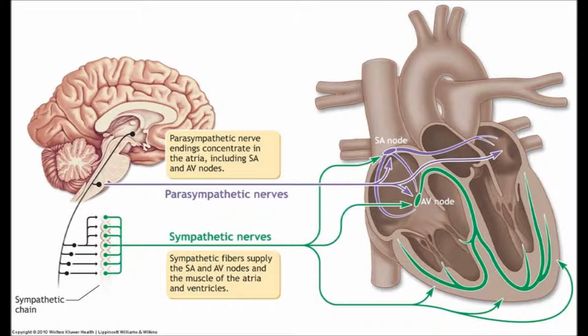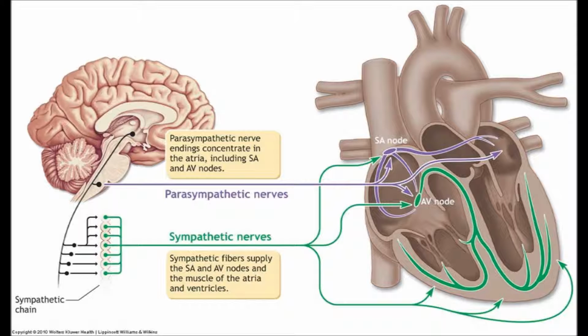At the sinoatrial and atrioventricular nodes, the parasympathetic nerve fibers release acetylcholine, which decreases the activity of both nodes, and this results in a decrease in heart rate. An increase in parasympathetic stimulation, therefore, results in a decrease in heart rate, while the removal of parasympathetic stimulation results in an increase in heart rate.